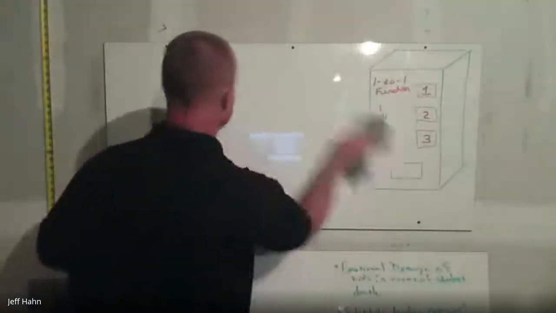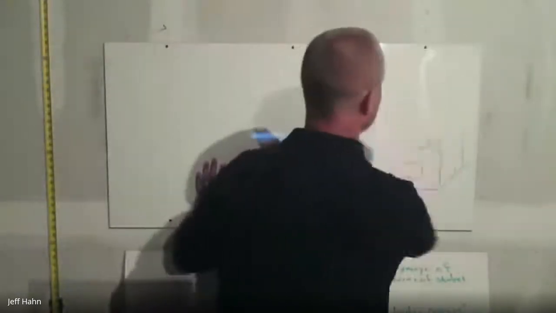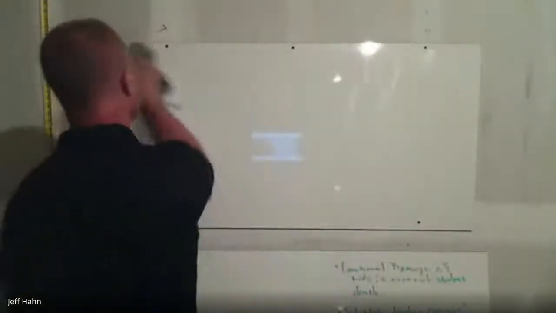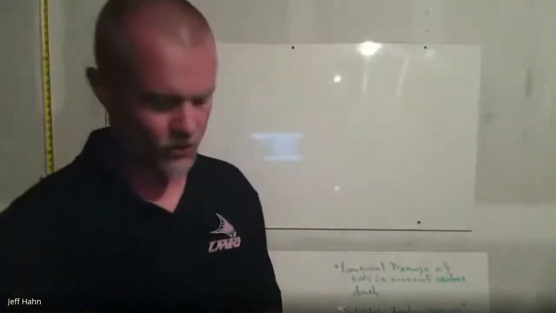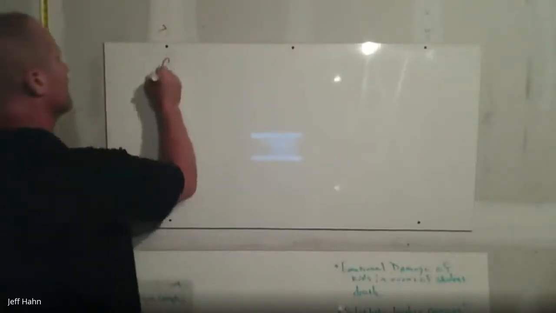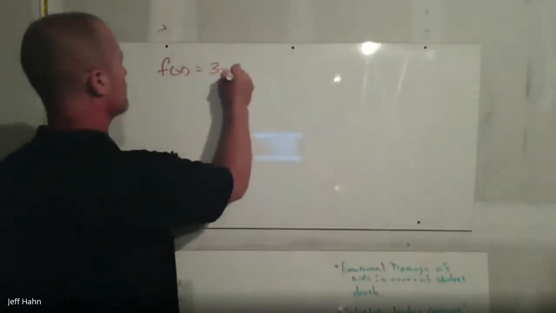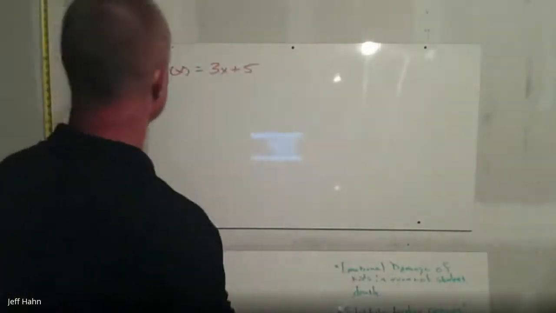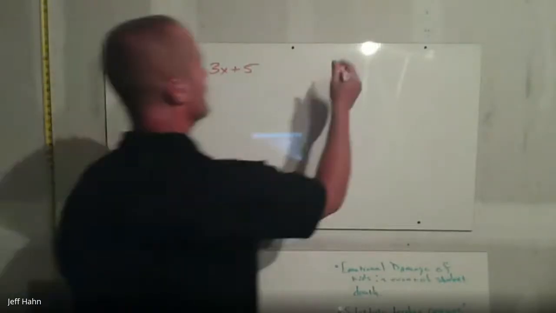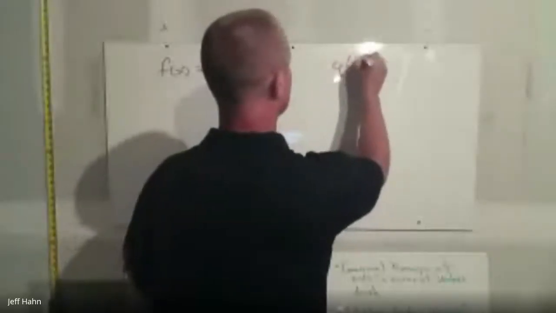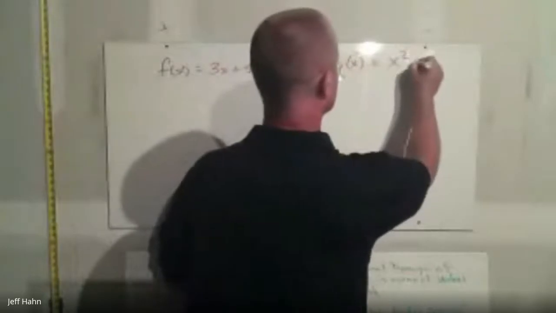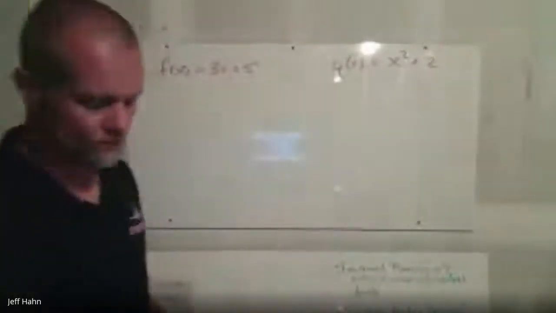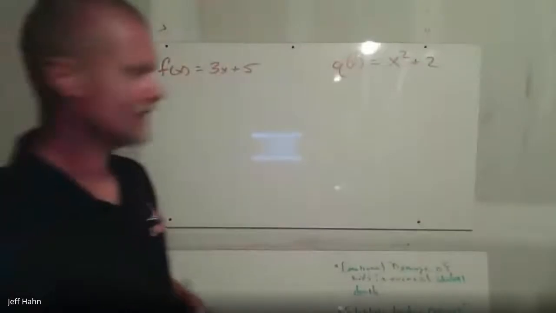So let's look at some real math stuff. I'm going to give you an example of two functions. One's one-to-one and one's not. I'm going to look at f of x equals 3x plus 5, and that is a one-to-one function. And then I'm going to look at q of x equals x squared. We'll just do x squared.